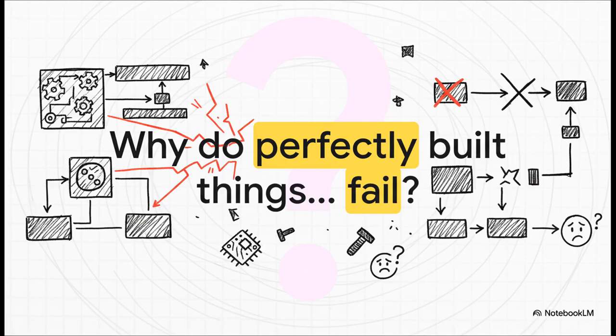Why do systems that seem totally perfect on paper, with all the best parts, suddenly just fail? You do everything right, you follow the schematic, you use top of the line components, but the whole thing just refuses to work. It's maddening.